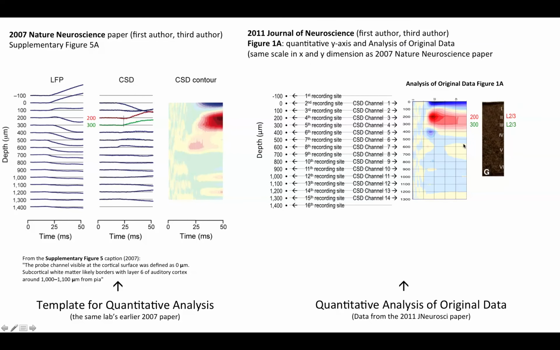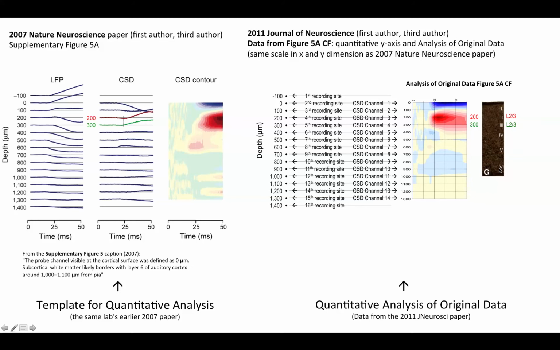Here's the data from figure 1a, where I've brought everything to scale. Here's the data from figure 1b, which is entirely analogous. You can see that everything is really lined up exactly the same. You can tell that this experiment was done the exact same way as was done here. Here's the data from figure 5a CF and from 5a non-CF. Again, you can see this is a sink at a depth of 200 microns in layer 2. This is a sink at a depth of 200 to 300 microns in layer 2/3.